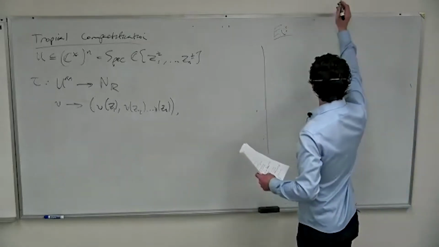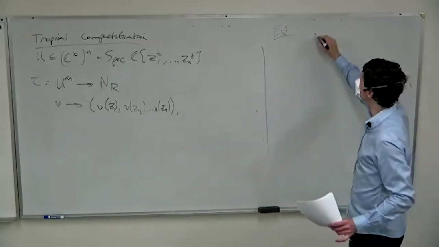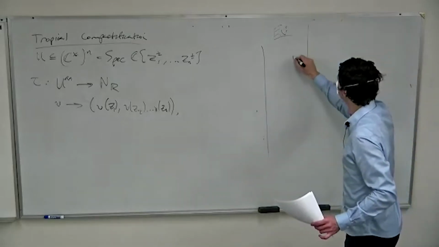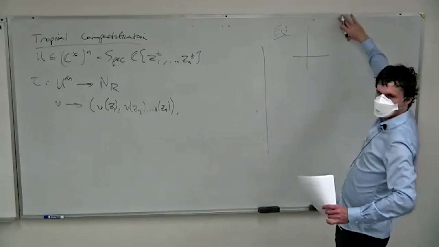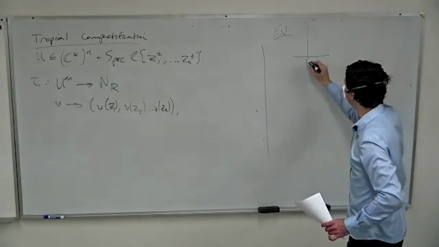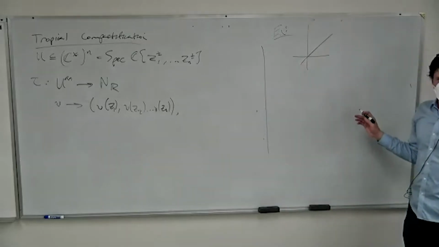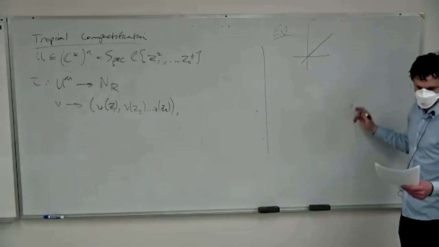And so the example is, let's imagine we have P2 with the coordinate lines removed, except we remove one more line. So I'll have my A2, which is just P2 with line infinity removed, remove the coordinate axes, and then I remove this line. And then I want to say what this looks like tropically. What's the tropicalization of this?